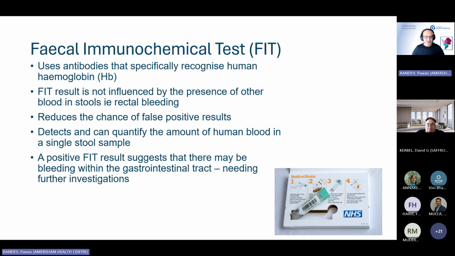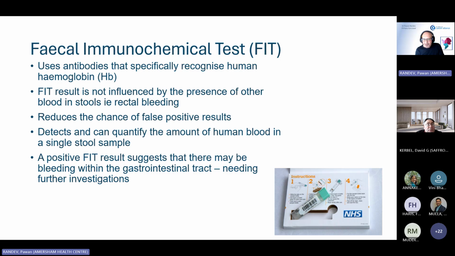I'm now going to move on to a test that we should all be pretty familiar with now, the FIT test. And I'm going to talk about this for a couple of reasons. I think you'll realise why this matters. So the FIT test recognises specifically human haemoglobin. And importantly, it isn't influenced by other blood in stools.